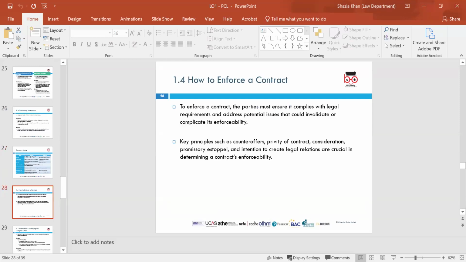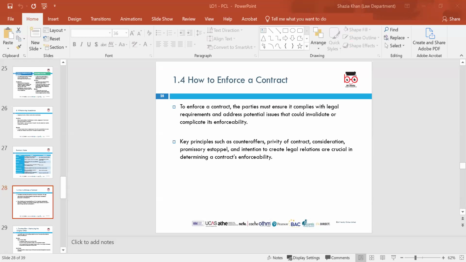How to enforce a contract. To enforce a contract in the UK, you can take legal action by filing a claim at the county court, complying with legal requirements. Key principles such as counter offers, privity of contract, consideration, promissory estoppel, and intention are crucial in determining whether a contract is enforceable.